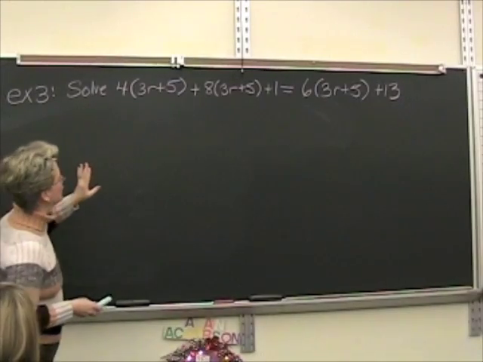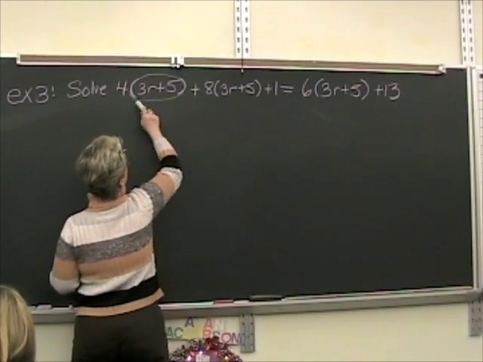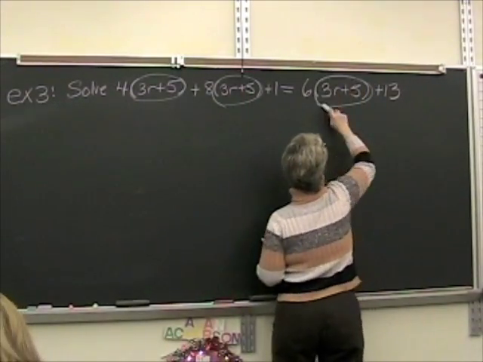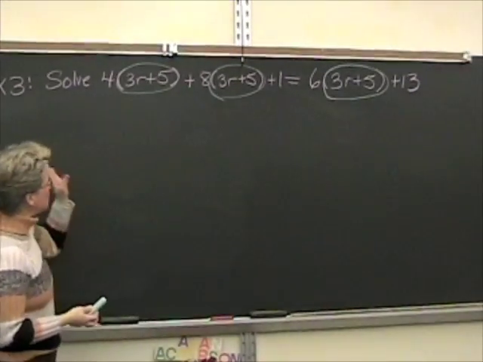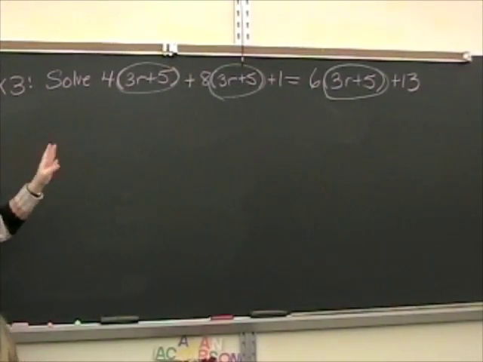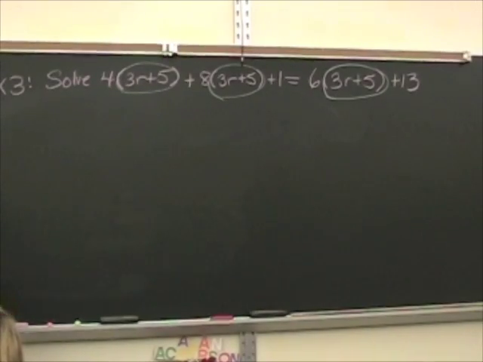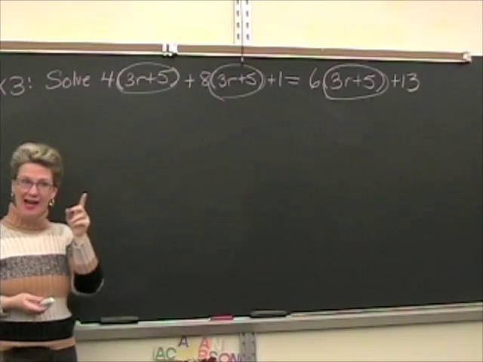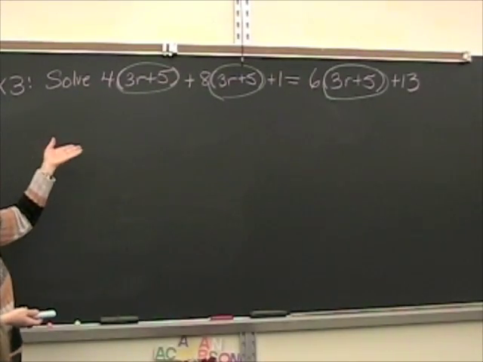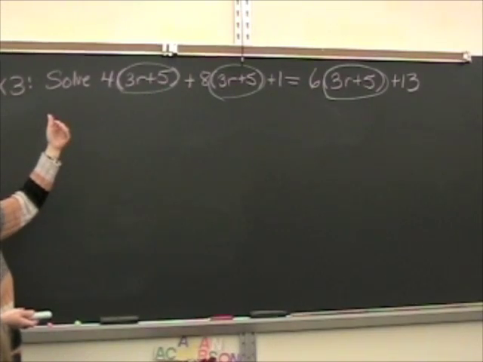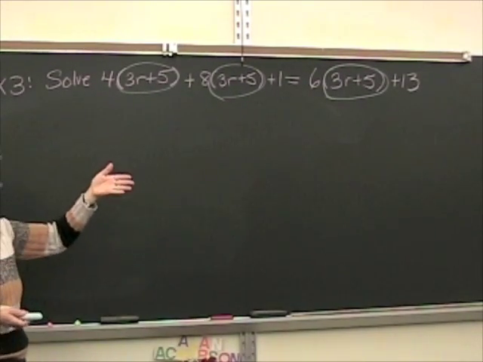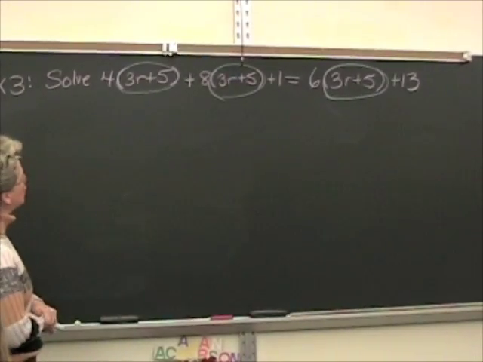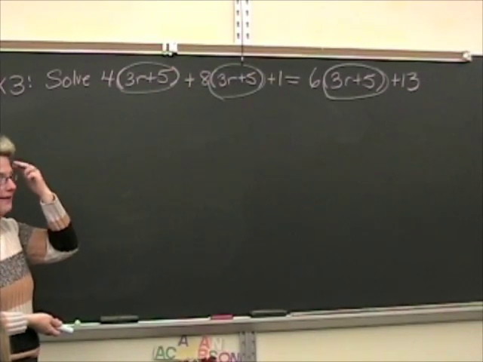Now, let's take a look here. Here we have 3r plus 5, here we have 3r plus 5, and here we have 3r plus 5. And that's what's really making this problem look so overbearing. But if we think of each of those groups as just x, this would be nothing more than 4x plus 8x plus 1 equals 6x plus 13, which would be a very easy problem to do, right? Okay, so let's think of it in our head like that.